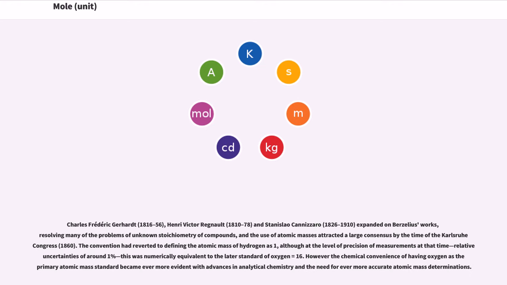Charles Frederick Gerhardt, 1816-56, Henri Victor Regnault, 1810-78, and Stanislao Cannizzaro, 1826-1910, expanded on Berzelius' works, resolving many of the problems of unknown stoichiometry of compounds, and the use of atomic masses attracted a large consensus by the time of the Karlsruhe Congress, 1860.